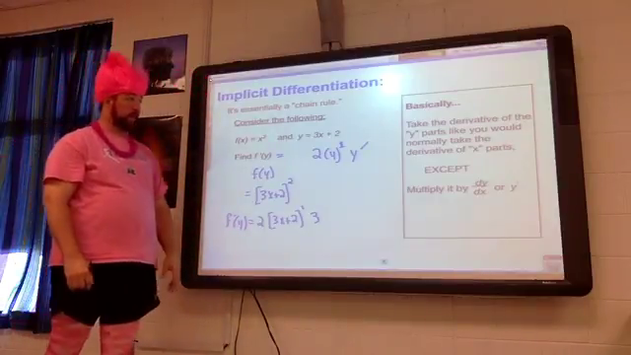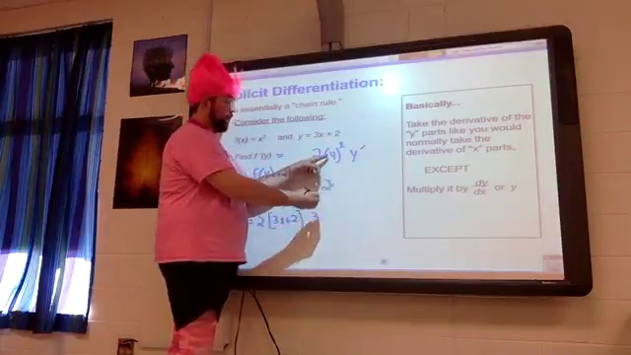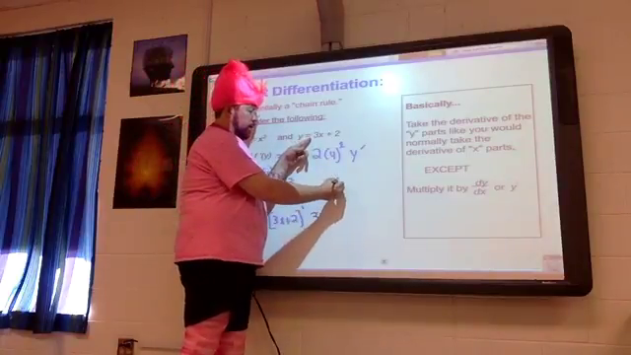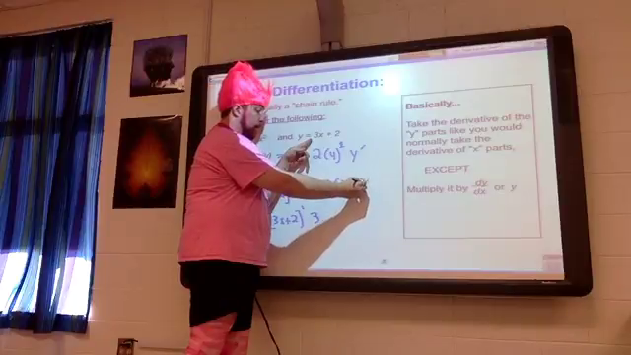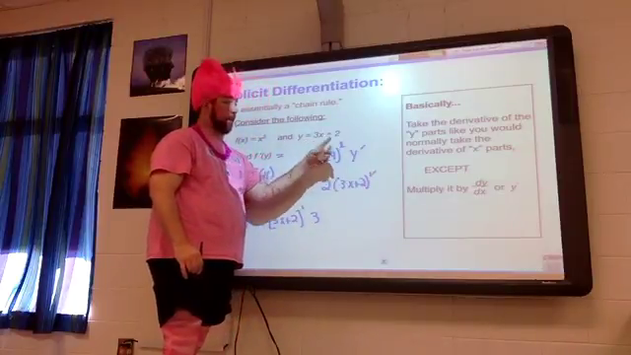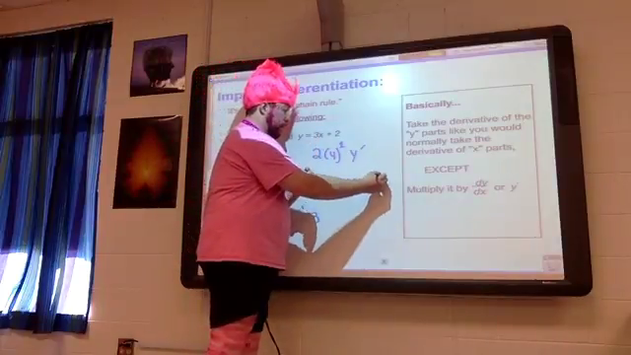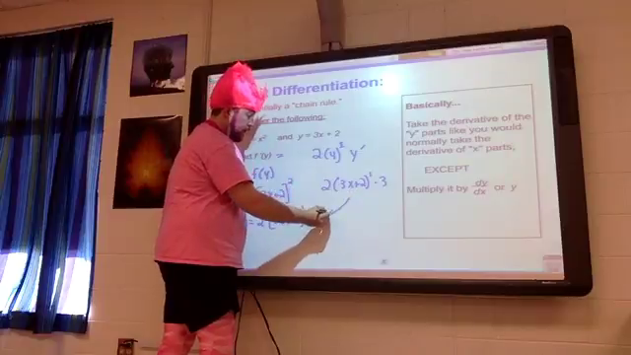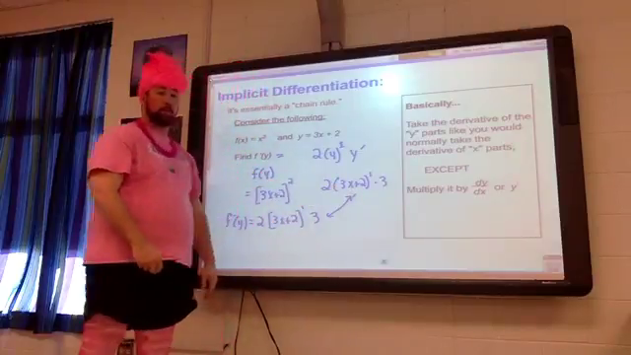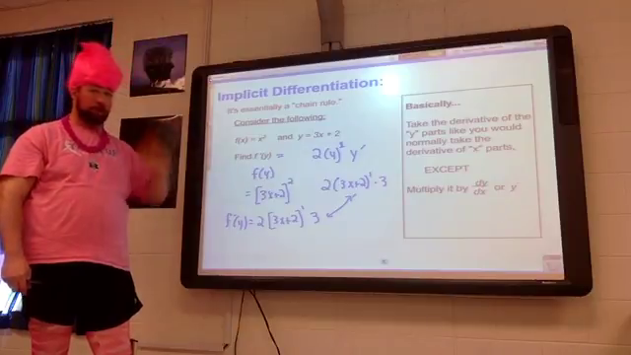All right, and so if we think about it for a second, the 2 would be there. What is y? Well, y is 3x plus 2, so we have 3x plus 2 to the first power. And then the y prime just stands for, hey, what's the derivative of y, which is just 3. So they give us exactly the same thing. All right, so that's implicit differentiation.